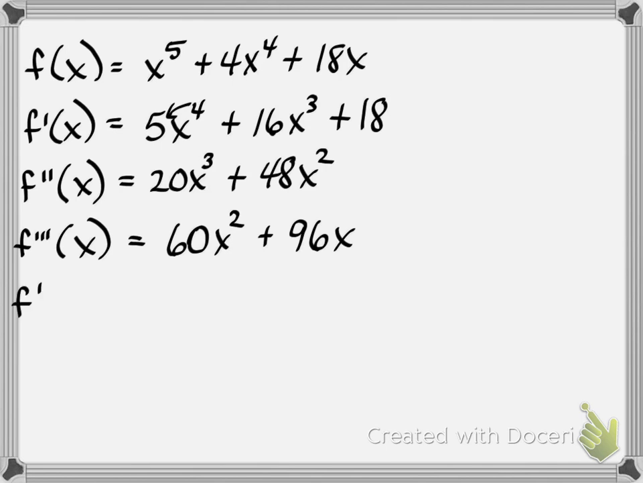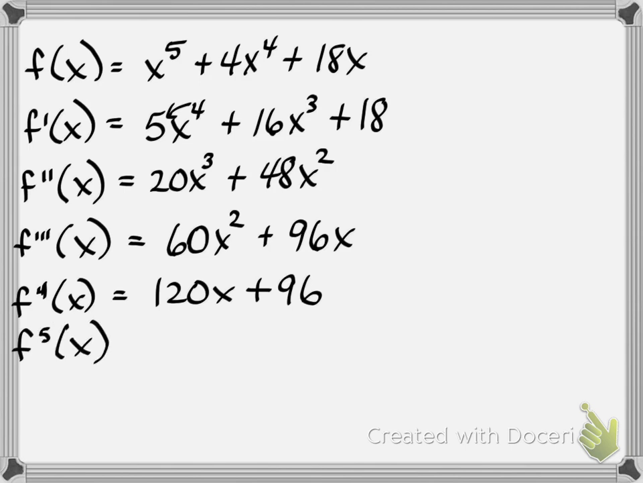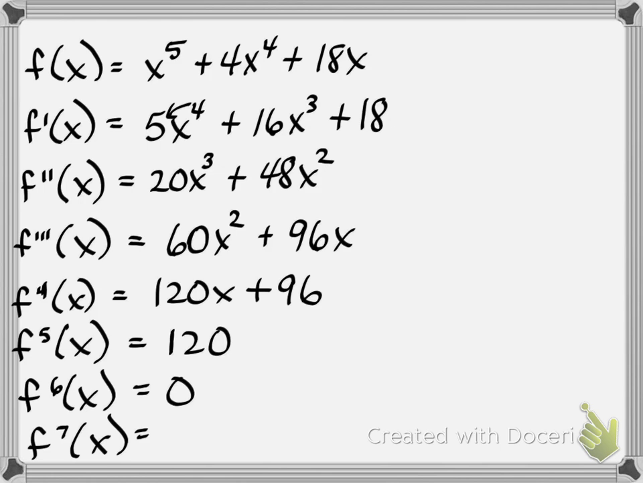Fourth derivative, they quit prime marks and they start going Roman numerals. No, they don't. They write a 4. 120x plus 96. Fifth derivative is 120. Sixth derivative, derivative of a constant is 0. Seventh derivative, derivative of a constant is 0. So every derivative past that would be a 0. But you can technically take the derivative as many times as you want.